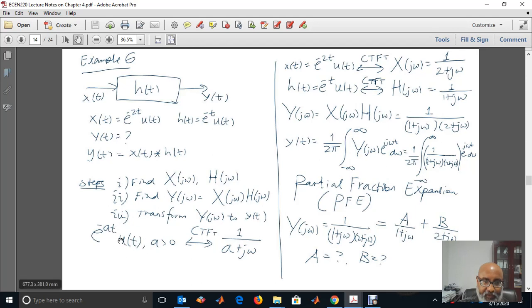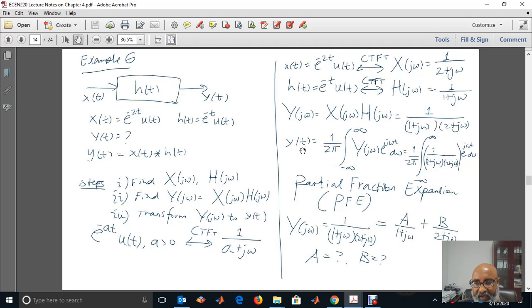Now, if you remember in the previous lecture, if I have a decaying exponential signal starting from 0, e to the power of minus a t u(t), the Fourier transform is 1 over a plus j omega. So what is e to the power of minus 2t u(t)? The Fourier transform will be 1 over 2 plus j omega. And e to the power of minus t u(t) is 1 over 1 plus j omega. Then multiply the two: Y(j omega) is 1 over 1 plus j omega times 1 over 2 plus j omega.